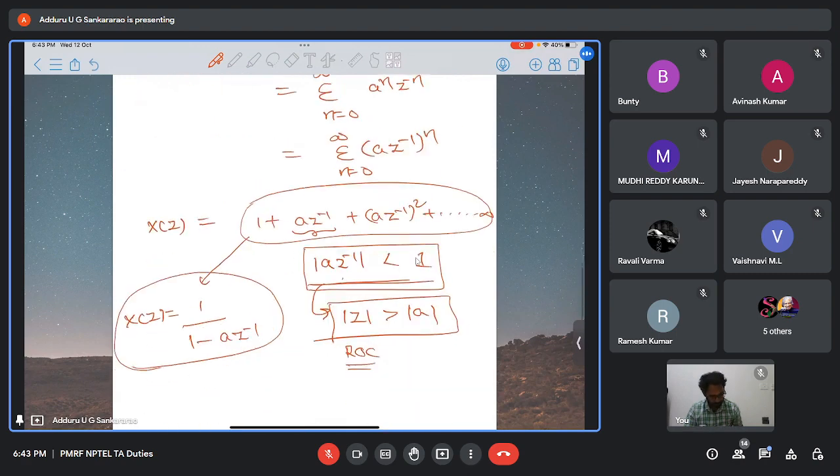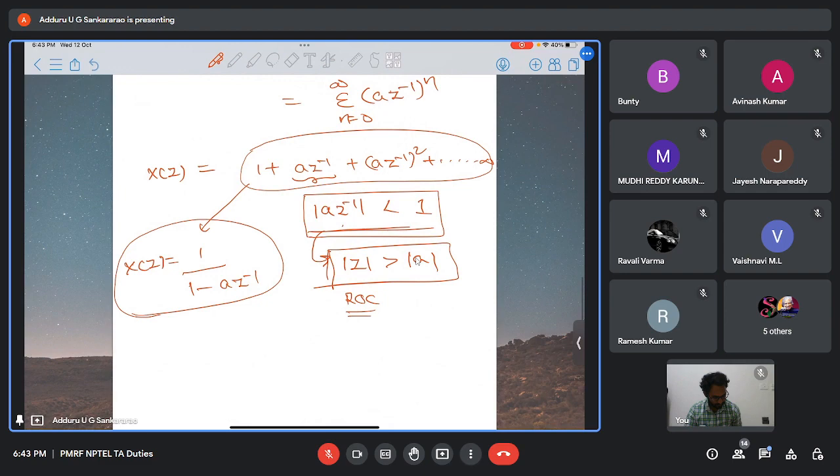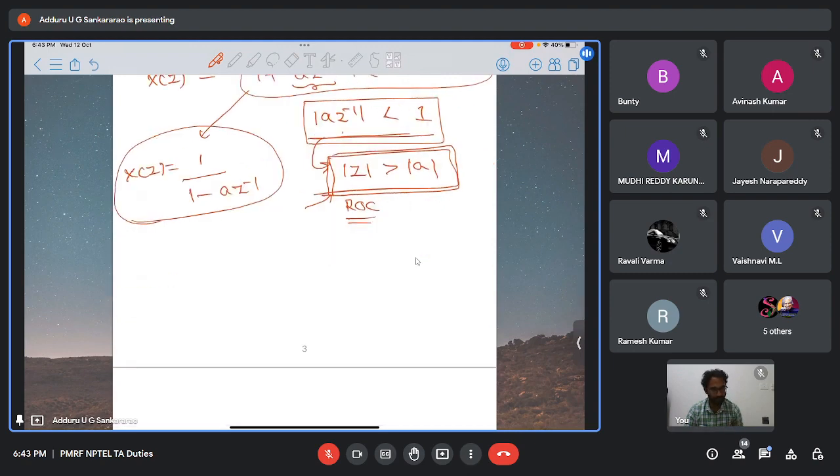Okay. Now what is the ROC we got? Mod z greater than mod a. So the ROC is outside the particular pole. Let us say in the z plane, if we have mod a somewhere here, then the ROC is outside of this pole.